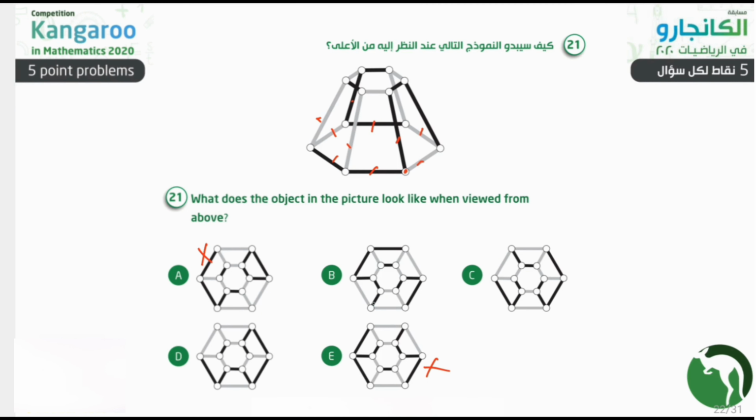In B we have one black, then one black, two gray, one black, and then gray, and then black. So this one seems to be correct. In C, if we start from here, we have one gray instead of black. So here C is not correct. In D, we have one black, then two gray, and then one black, then two gray. It must be two gray here. So this one is not correct. Here also we said not correct. So B is the correct answer.